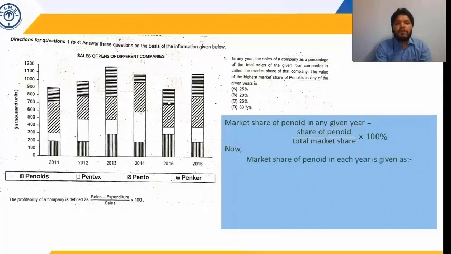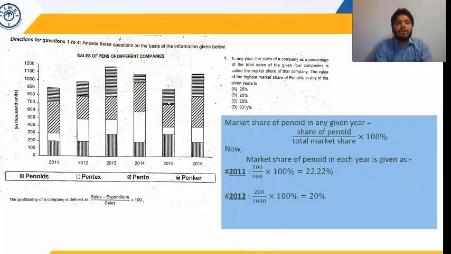Next, now market share of Penoids in each year. Let's calculate for 2011. We have done it just before also. So in 2011, the graph for Penoids starts from 0 and goes up till 200. So the share of Penoids is 200 and total share is 900. So 200 upon 900 into 100 is going to be 22.22%. And how have we calculated this? We know 1 by 9 is 11.11%, so 2 by 9 is anyway going to be 22.22%. Okay, I hope this is clear. Now let's calculate it for 2012 also.